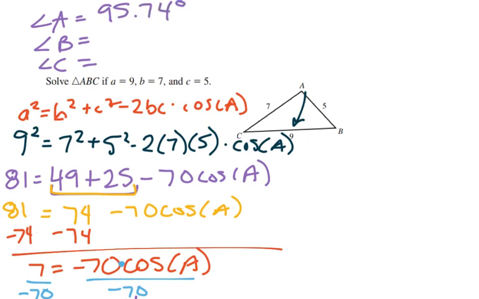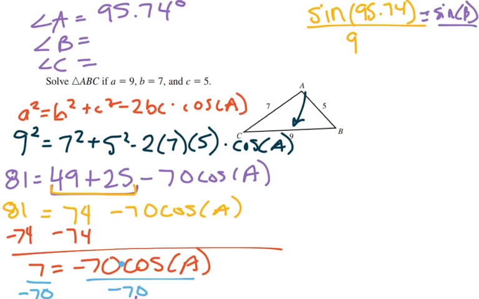Alright, and now that we have an A value, we can actually use the law of sines to find this out. So sine of 95.74 over the side length of 9 can be set equal to sine of B, for instance, over 7. And so we can cross multiply, 7 times sine of 95, and divide by 9. Alright, and so we get 0.7739 equal to sine of B.